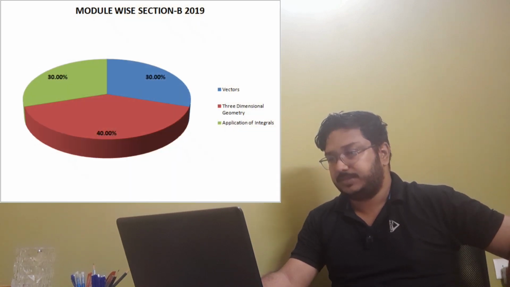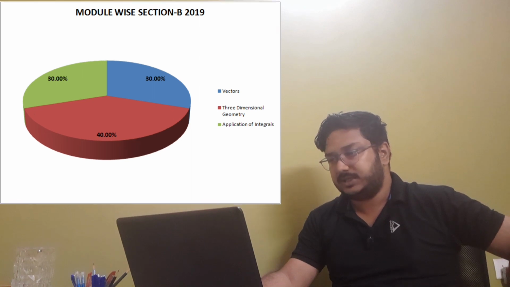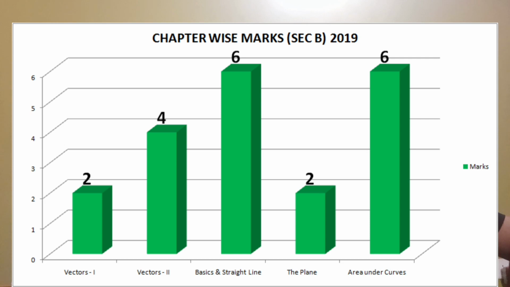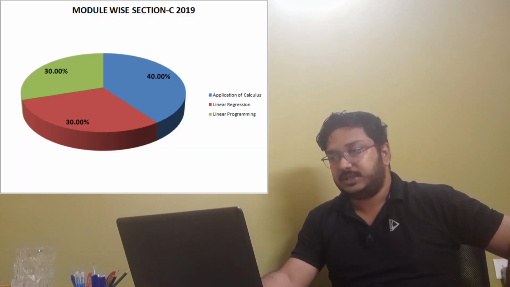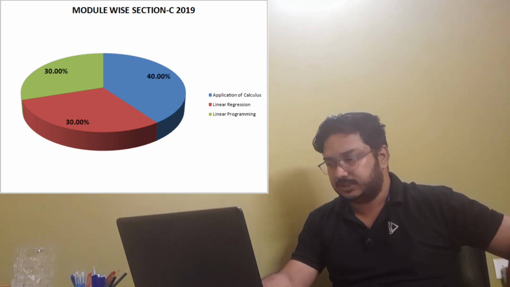Then if we go to section B, again 3D geometry has the maximum, that is 40%. Chapter wise, if we see basics and straight line and area under curves in section B, both have 30% of the questions. In section C, applications of calculus has 40% and is the major chunk.